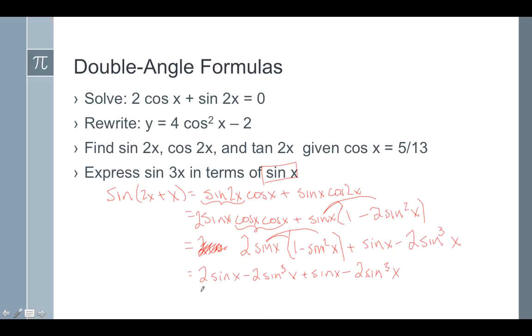And now I can combine like terms. You notice that we have no more cosines left and a lot of like terms. So I get 2 sines and another sine makes a 3 sine x minus 2 and 2 makes 4 sine cubed of x. And there's our answer. We don't have any more cosines left, and we're down straight to sines.